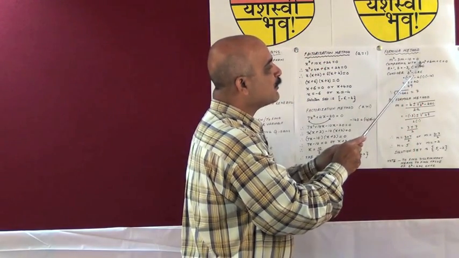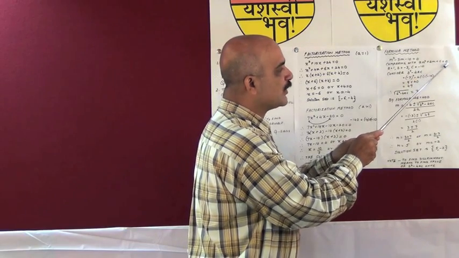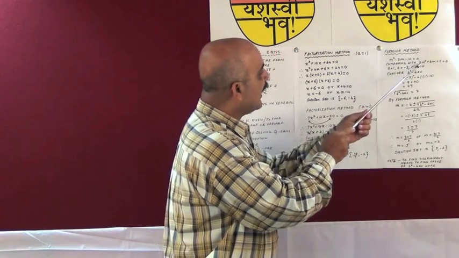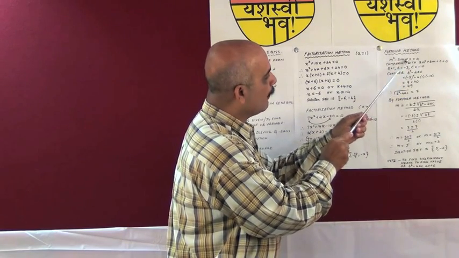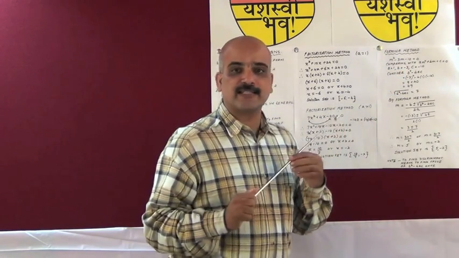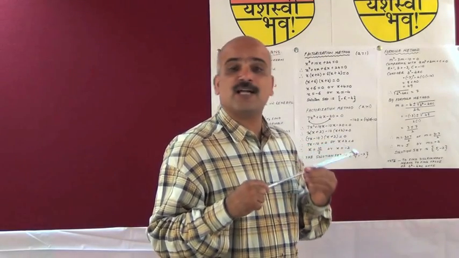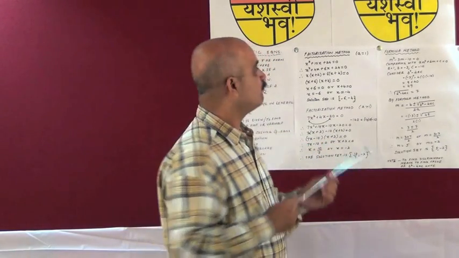Now here, an square plus bn plus c is equal to 0. That gives you a is equal to 1, b is equal to minus 3, c is equal to minus 10. You have to consider the negative numbers. Some students forget to consider the negative numbers here.